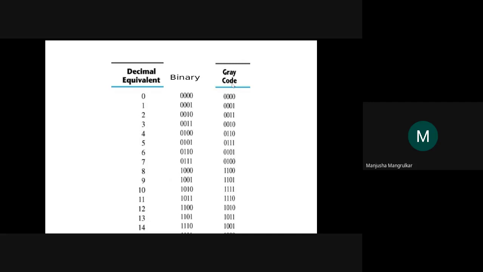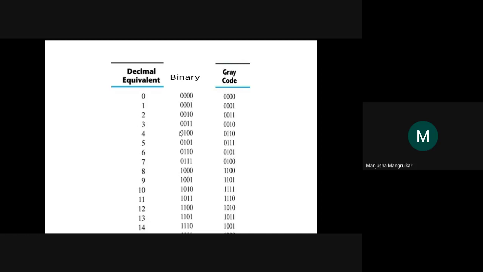Now in a gray number, the first bit is copied as it is, right? First bit. Then the first bit is added with the second bit, and the result is the second bit. Then the second bit is added with the third bit, and the result is the third bit. And then the third bit is added with the fourth bit, and the result is the fourth bit.